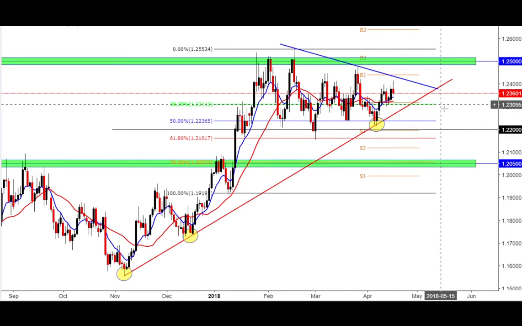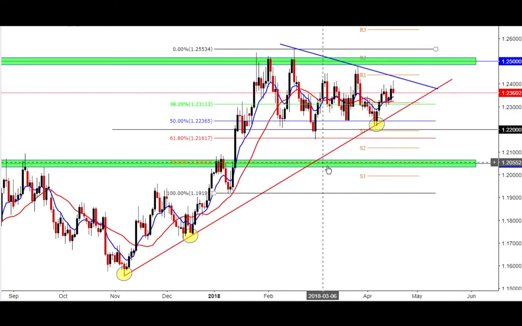So my daily sentiment on my daily chart: I don't want a break of the trend line and a break of 1.22 for me to expect the markets to go lower, perhaps to 1.205. So euro, I'm still bullish unless 1.22 is taken out.